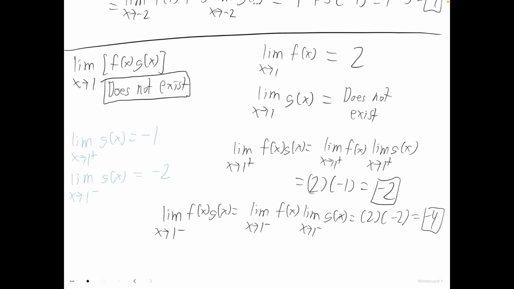Now that's only likely to have happened had the limit of f of x been 0. So if this limit had been 0 rather than 2, then we would have gotten 0 for both of them, and the product would have existed. And so that was a possibility, so we did need to check both the one-sided limits to make sure, even though we knew g of x's limit did not exist. But that's kind of a rare case where that would happen.